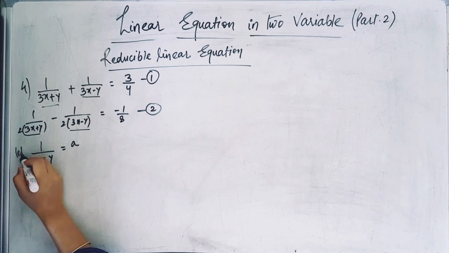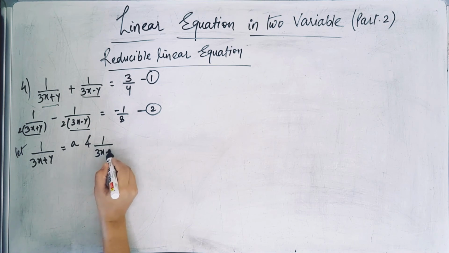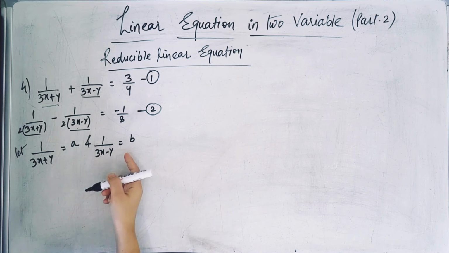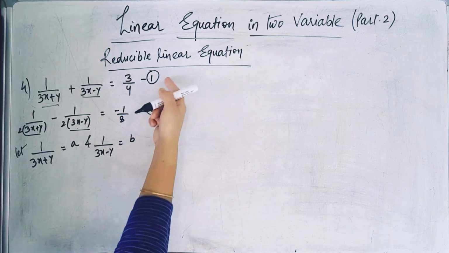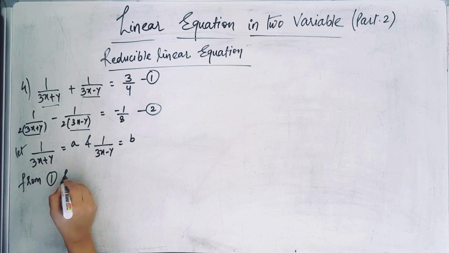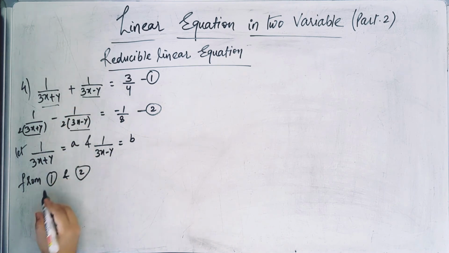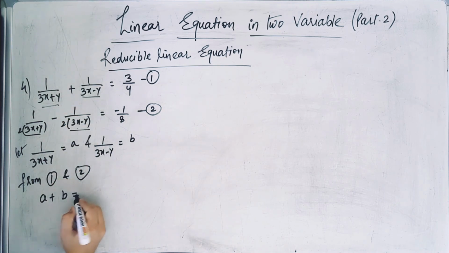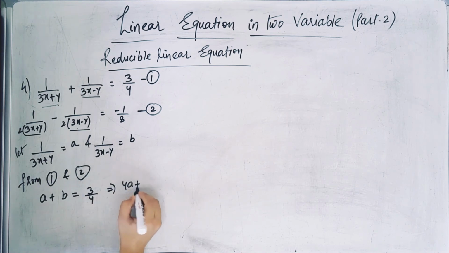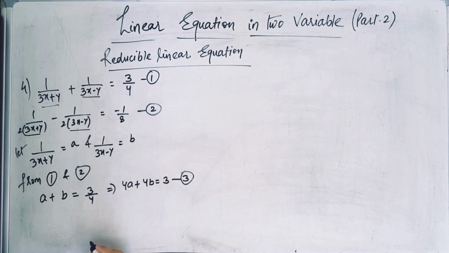So now let 1/(3x plus y) equal a and 1/(3x minus y) equal b. This is a and this is b. So putting these values in equations 1 and 2, from the first we'll get a plus b equals 3 by 4. So if we solve it, we'll get 4a plus 4b equals 3. This is equation number 3.